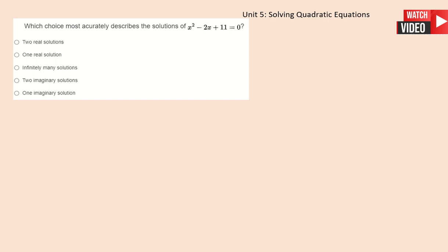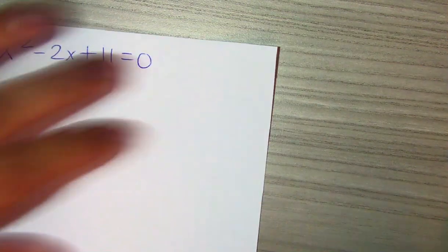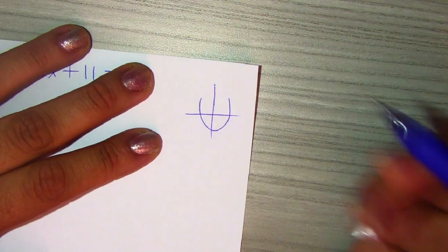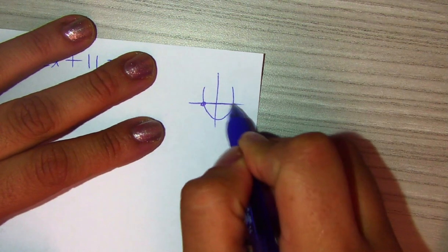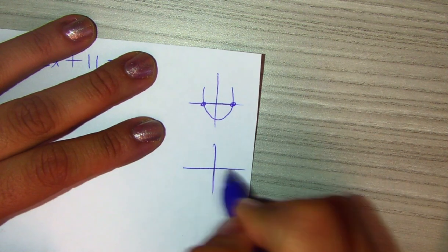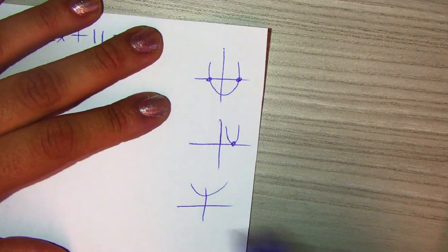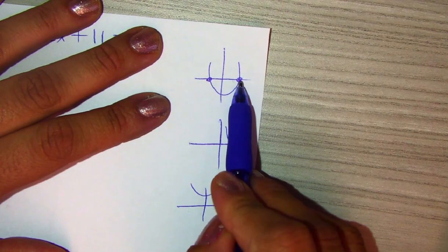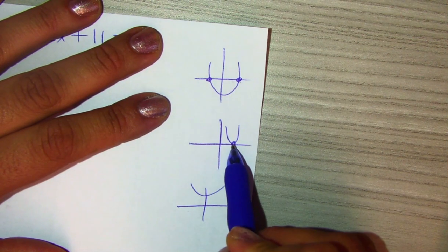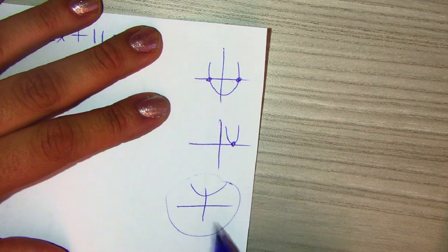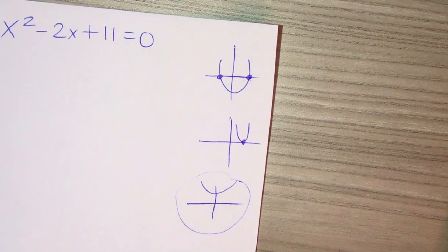Hey students, in this video you're going to answer this question where it's just asking you to identify what type of solutions you're going to have. So let's just quickly review what that looks like. In general, you just want to picture a parabola either touching 2 times on the x-axis, touching 1 time on the x-axis, or not touching at all. So 2 real solutions are given here, 1 real solution is given there, and most likely when it looks like this, 2 imaginary solutions are given.